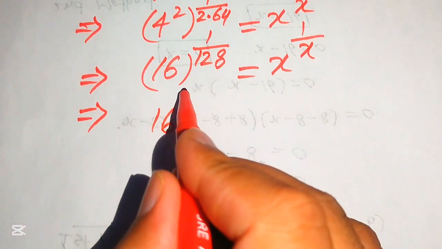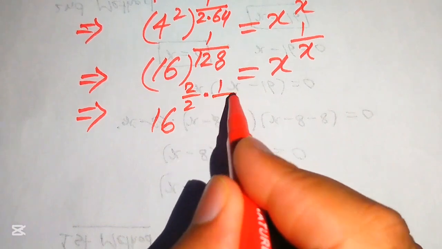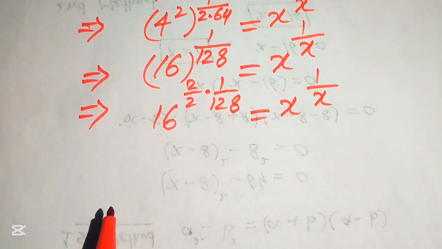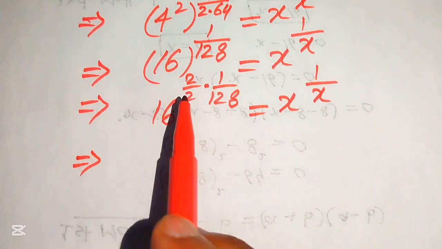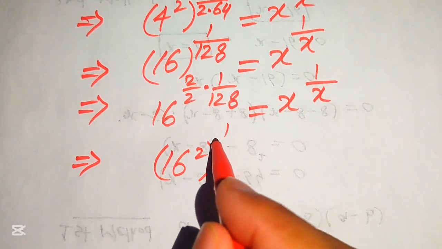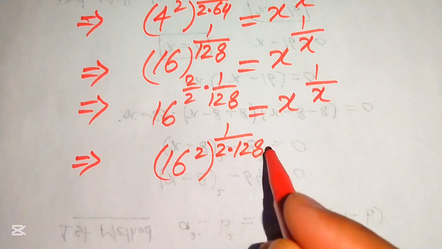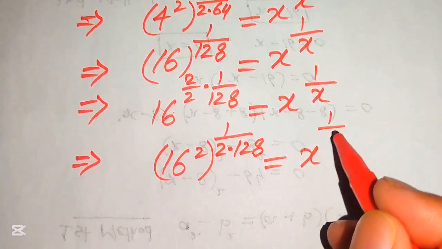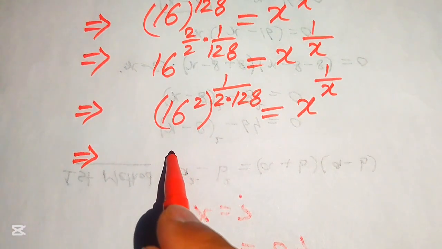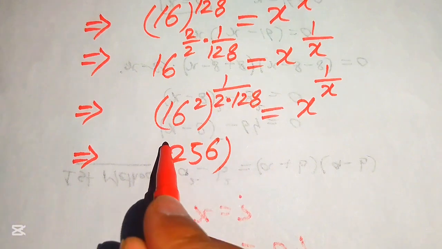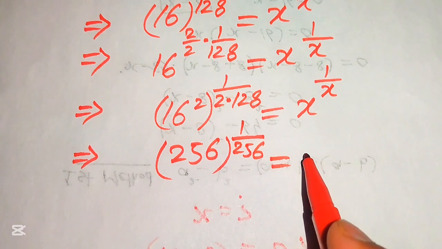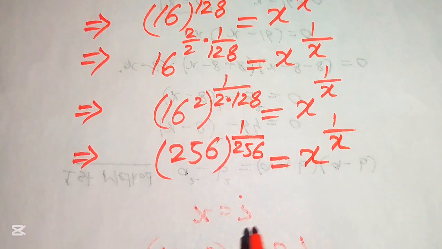We again multiply the exponent of 16 by 2. It will be written as 2 over 2 multiplied by 1 over 128 is equal to x to the power of 1 over x. And now again we move this 2 inside the term, and it becomes 16 squared, and its whole power is 1 over 2 multiplied by 128 is equal to x to the power of 1 over x. And now you see 16 squared is equal to 256, and its whole power is 1 over 2 times 128 equals 256, and it is equal to x to the power of 1 over x.